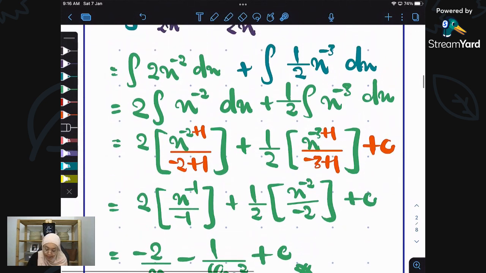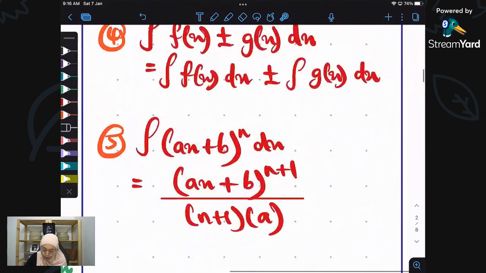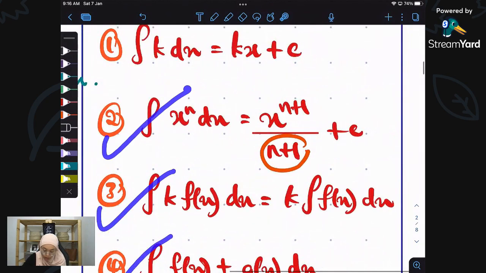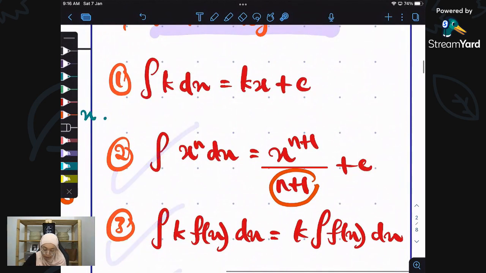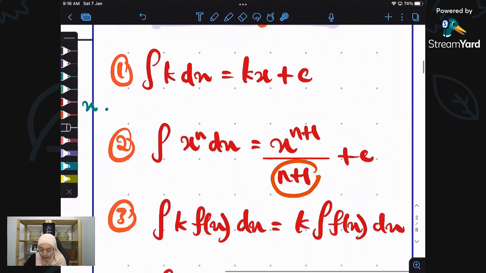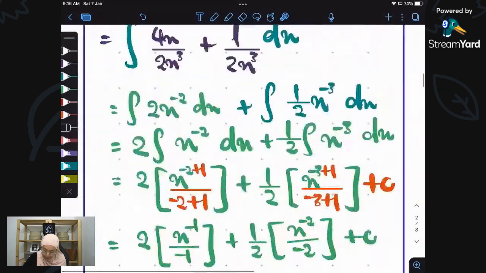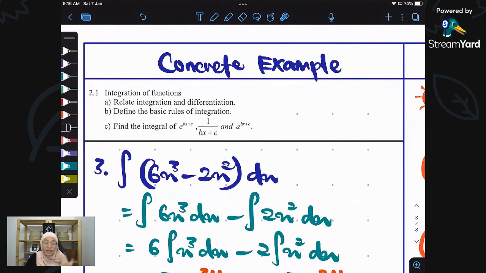So you have learned how many rules here? You have learned 1 rule, 2 rules, and 3 rules. And here is the 4th rule. All are very easy actually, so you don't have to worry. So let's go to the third example.